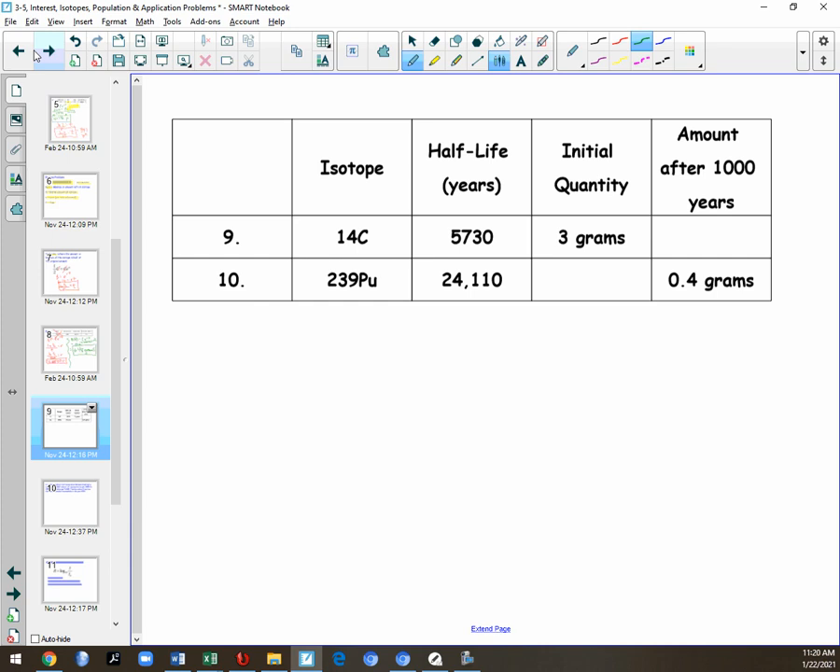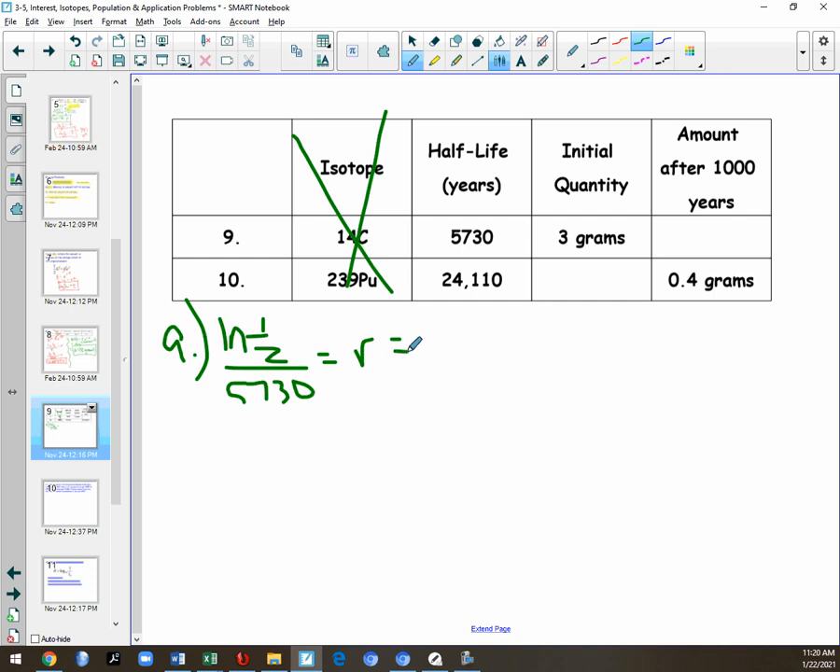So let's go ahead and do a problem. I'm going to do problem number 9 with you. And for number 9, again, I don't need these two columns. It's not important. I want to know how much I'm going to have after 1,000 years. So first I need to find my rate. My rate is going to be the natural log of 1/2 divided by my years, 5730, and that's going to be equal to my rate.